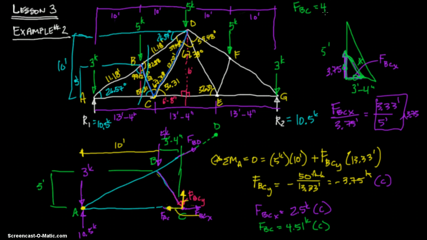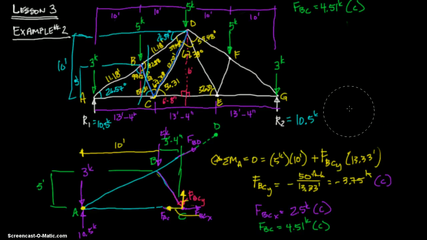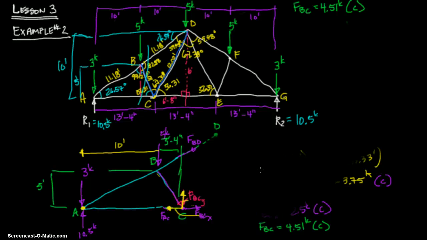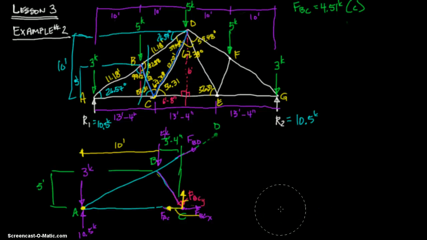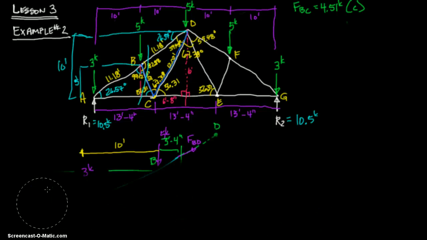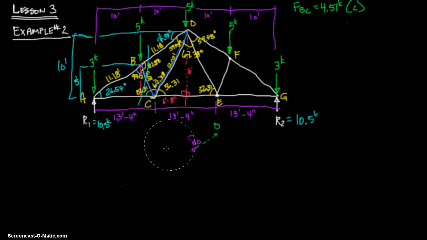FBC equals 4.51 kips. Kinda, I rounded up because I got a 4.506, and that's not something you should worry about at this point. Structural engineering, nothing's perfect. You'll end up having a lot of different factors when you go into this, and once again, this depends on what type of code you're designing for.